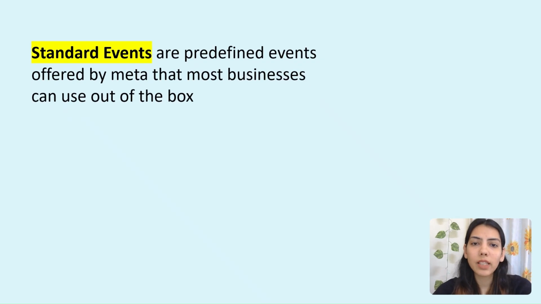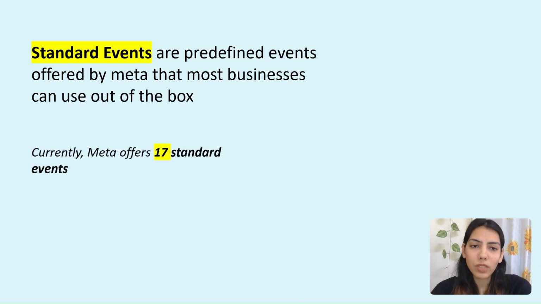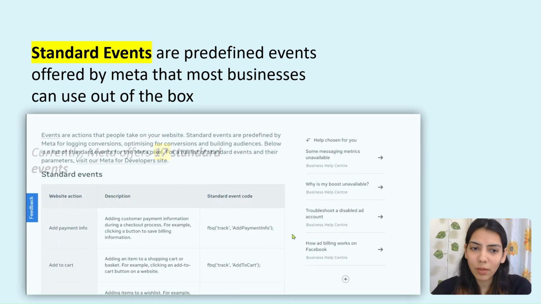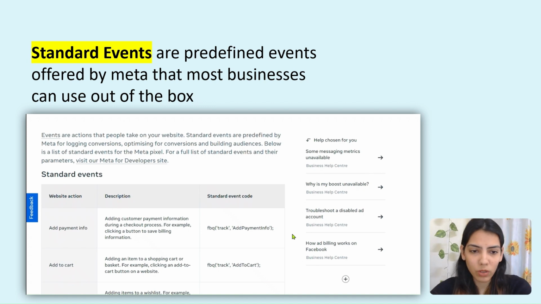So as the name suggests, standard events are predefined events that are offered by Meta and can be used out of the box by businesses. Currently, Meta is offering around 17 standard events. You can find the complete list by going to the Meta documentation. There you can find the name of the event, the description, and the standard event code. So this code is what you need to add to your base pixel on relevant web pages wherever you want to call that event, right?